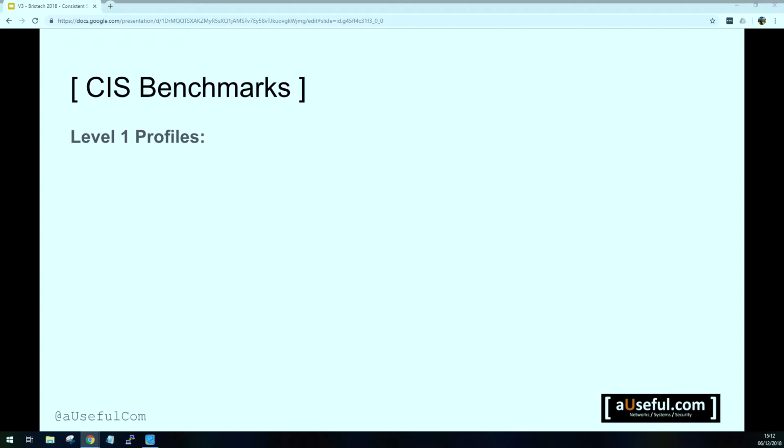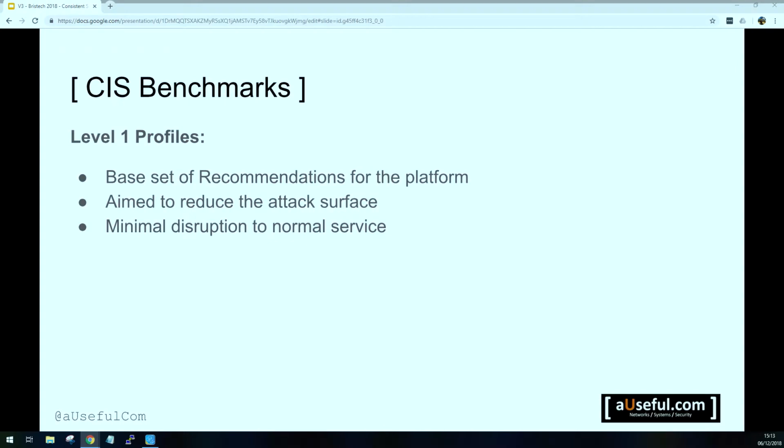So, as I said, it's divided into level 1 and level 2. A level 1 represents the base set of recommendations for your chosen platform. The aim is to reduce the attack surface. It's not about perfection. It's turning off things that are insecure out of the box. So turning off unused or insecure services. For instance, we tend to suggest you should probably consider using SCP and not FTP, particularly for sensitive files like configuration backups. The aim is to have minimal disruption on the normal service that that system gives you, and also require minimal, but sometimes still some, changes on other neighbouring systems for that to work.